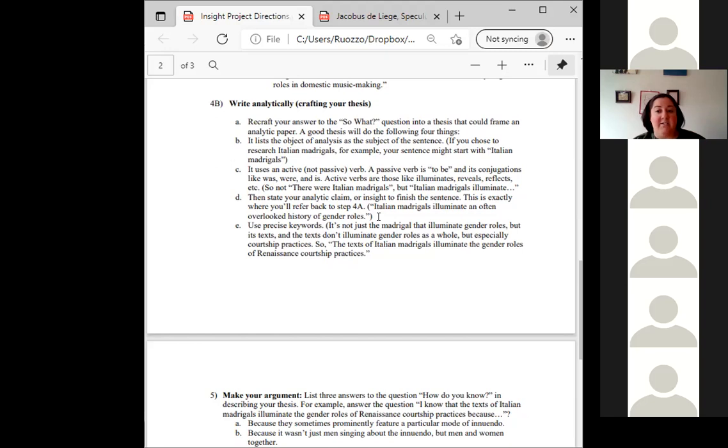It uses an active verb. In other words, the subject does something. An active verb is something like, she bought apples. We know the subject, she, and she is doing something active, bought. If I turned that into a passive verb, it would be the apples were bought by her.